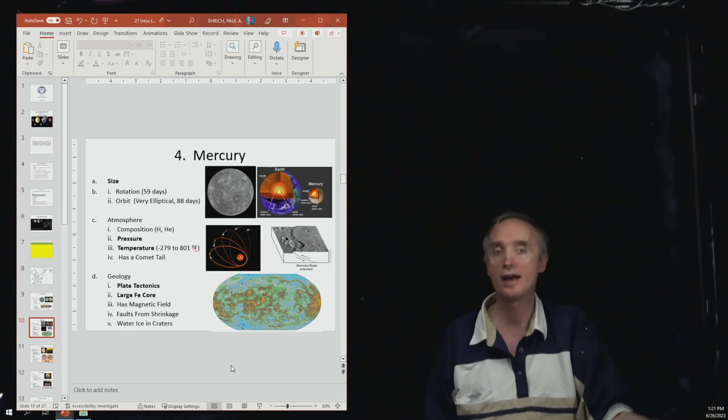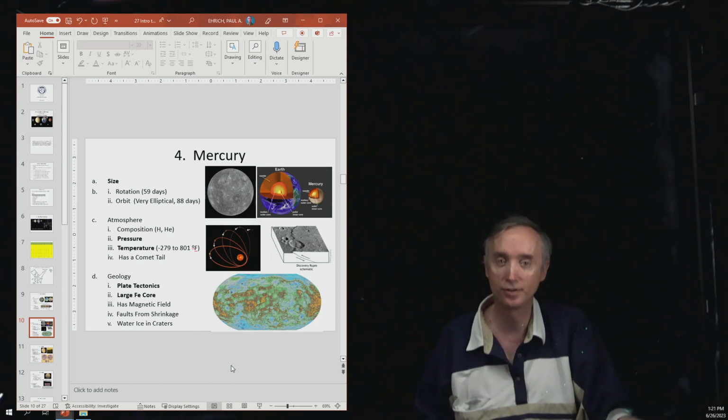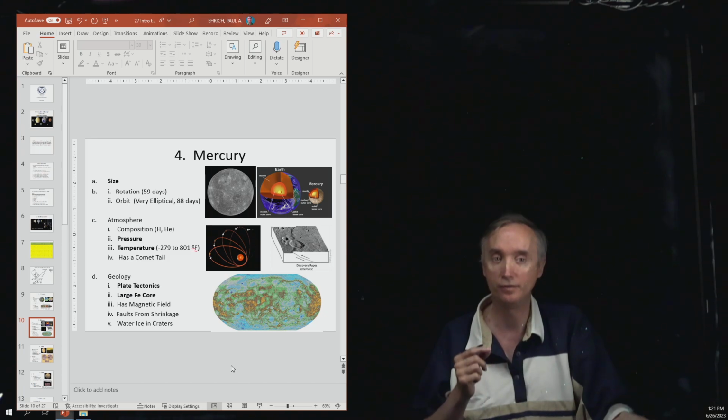Okay, now let's talk about the atmosphere. You should be able to tell me what the atmosphere is going to be like on Mercury. It's going to be very thin because Mercury is very small. It's not going to have much gravity. So that's going to tell you the pressure is going to be very low.